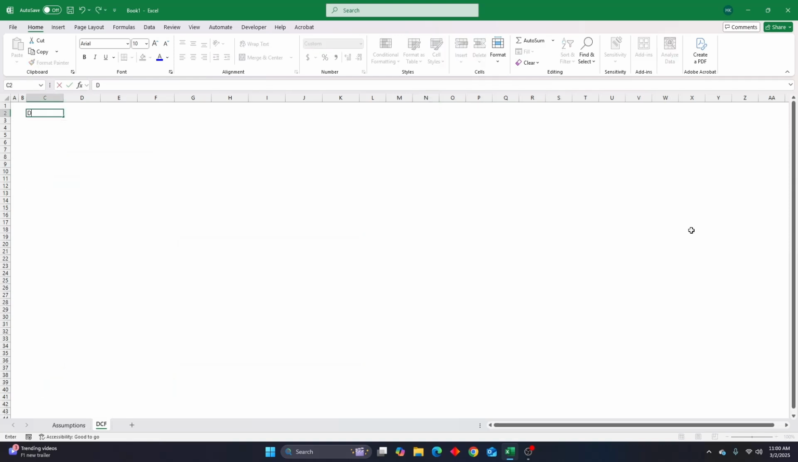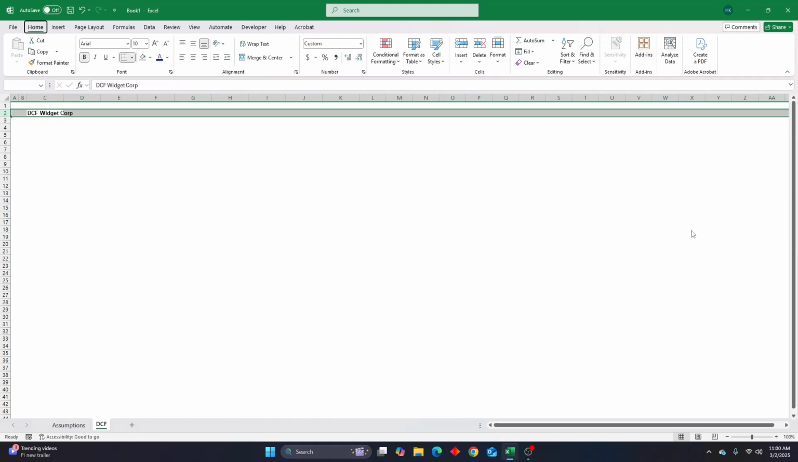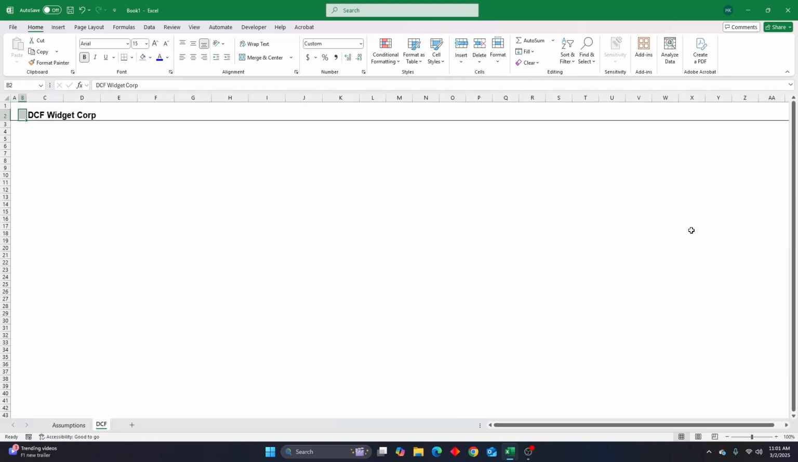So first things first, on our blank sheet here, I'll say DCF for, I think I called it Widget Corp. Bold that, throw in a border underneath it, put it to 15 times. And so the first thing that we're going to do is the calculation of unlevered free cash flow.